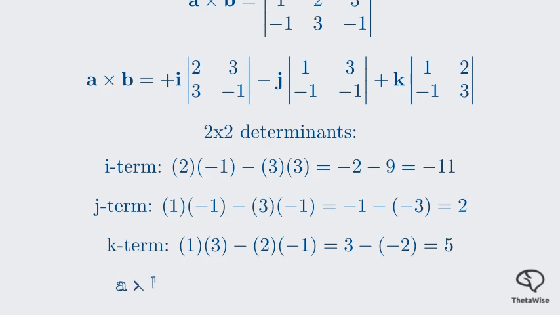Putting it all together, we get 11i minus 2j plus 5k. In component form, this is (11, -2, 5). This vector is perpendicular to both A and B. We have now successfully calculated a cross product using the determinant method, achieving our objective. This method is much more reliable once you get comfortable with the pattern.